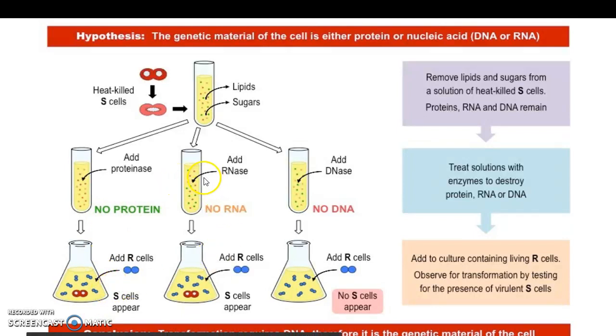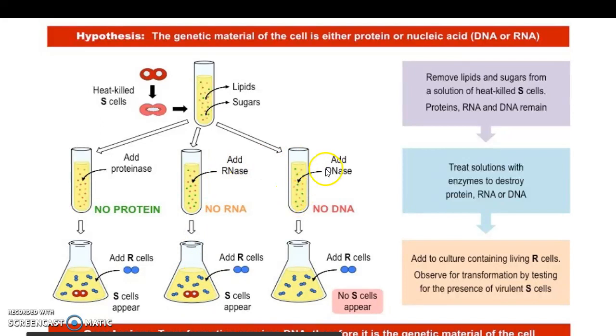Did the same thing in this tube, added RNase, an enzyme that breaks down RNA. So now there's no RNA left in here. Mixes it together with the R strain cells, and yep, S cells now appear. Those R cells could still take in that genetic material, so RNA wasn't the genetic material.